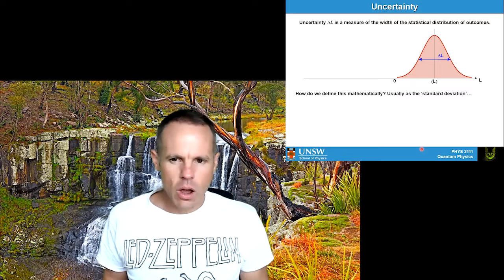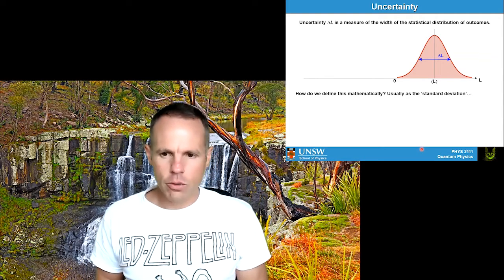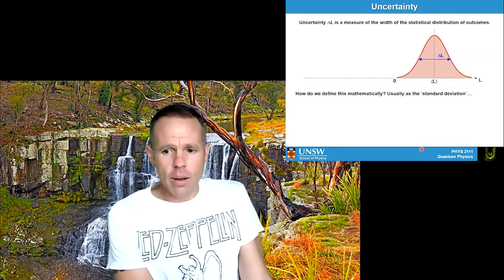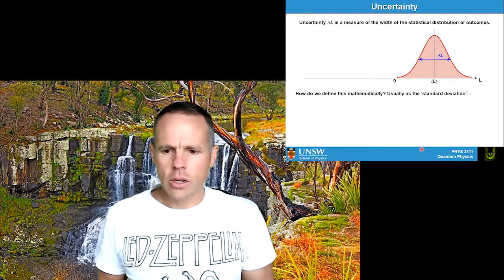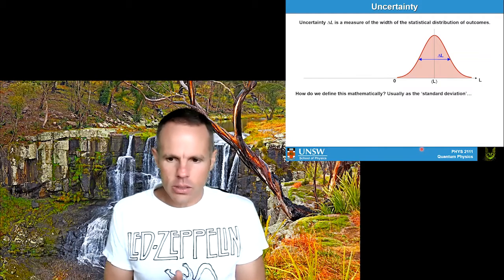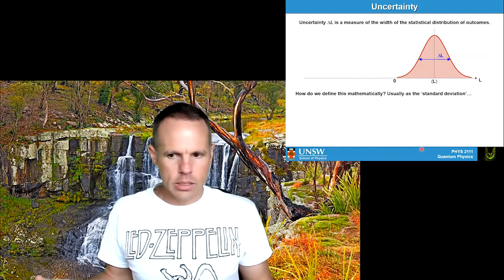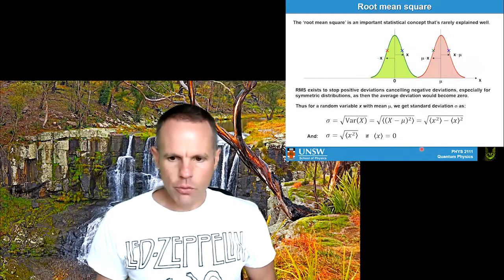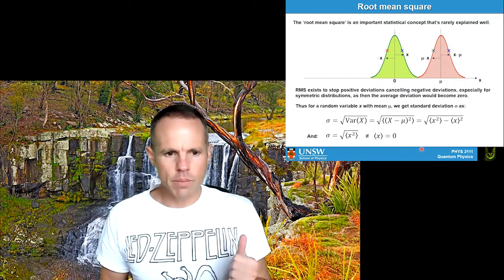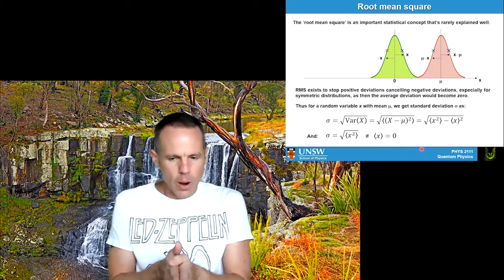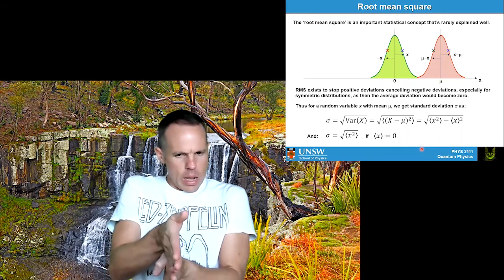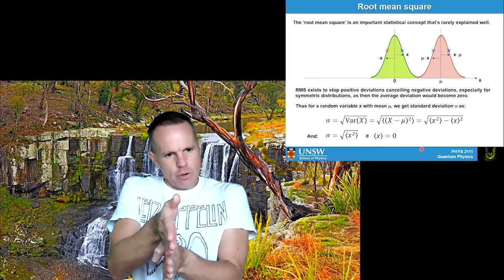What we need to do is come up with a mathematically rigorous definition for what the width of that distribution is. And normally we take this from the starting point of treating that distribution as Gaussian and take it as the standard deviation. Okay, so if we're going to get to standard deviation, we need an important concept that's called root mean square. Okay, so what we can do in here is have the average.